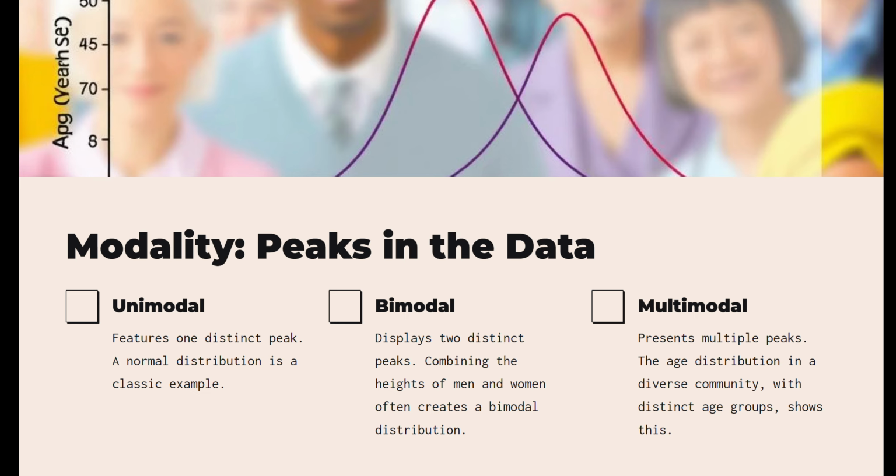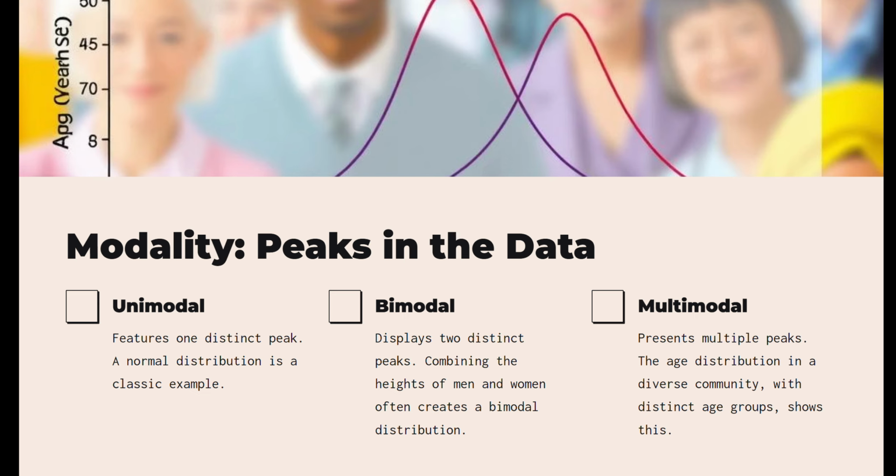Modality. Modality means the peaks in the data, that is, the tip of the graph. There are three types of modalities: unimodal, bimodal, and multimodal. Unimodal features one distinct peak. A normal distribution is a classic example. Bimodal has two distinct peaks; for example, combining the heights of women and men creates a bimodal distribution.